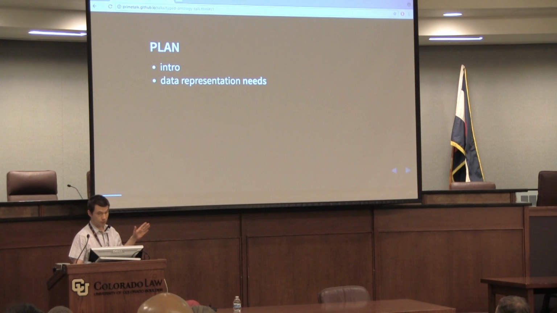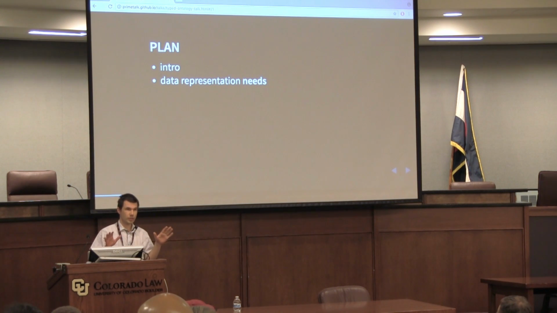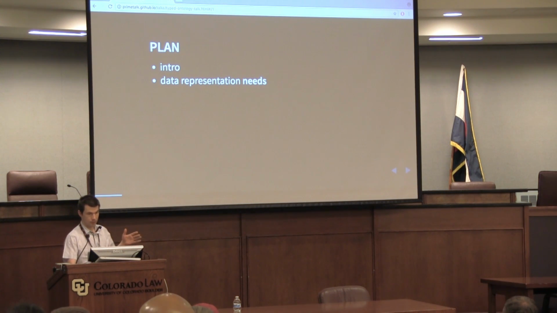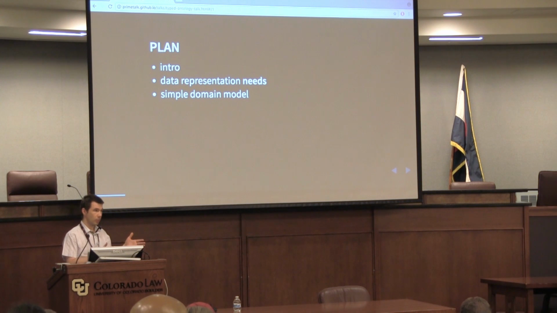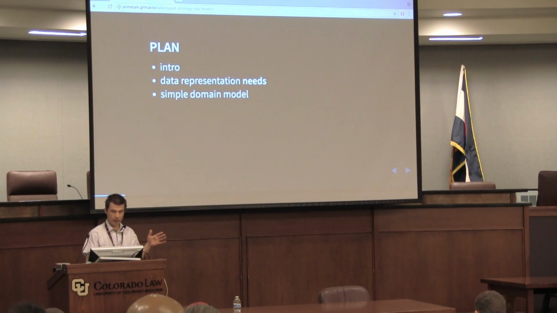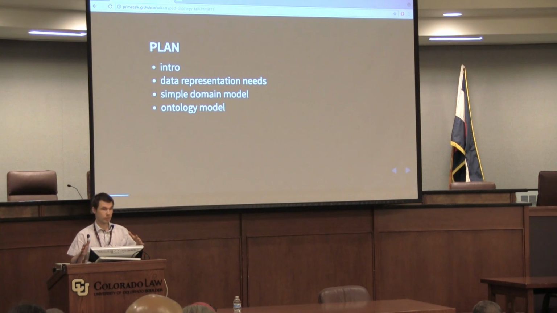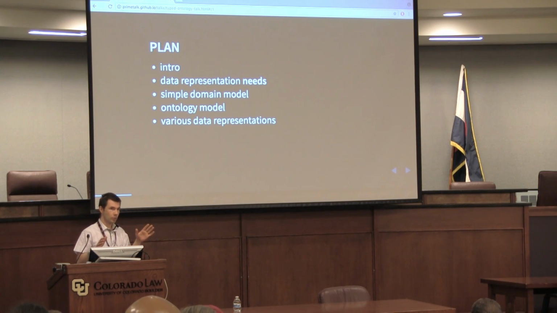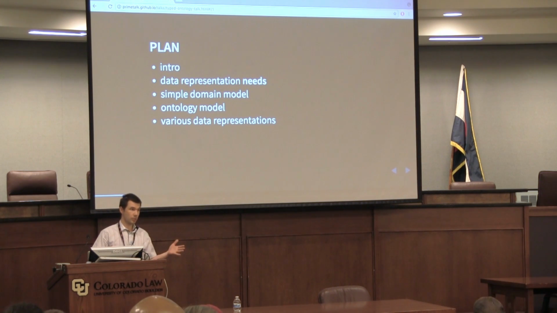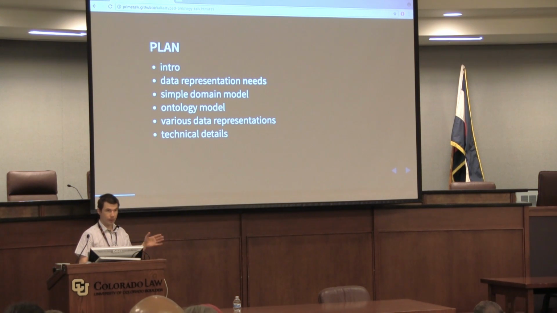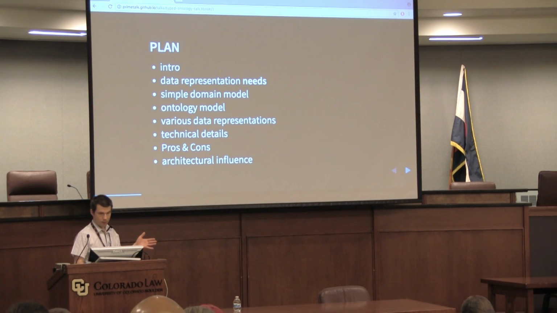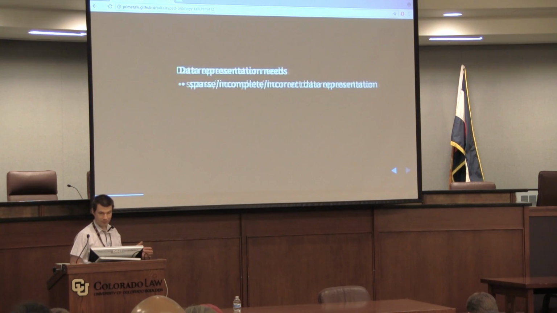After the short introduction, I will lay out some data representation needs that various application layers have. Then we have a simple domain model, a couple of case classes, and we transform it into an ontology that represents the same model. Then we will speak a bit about various data representations that are possible with this ontology model, touch on some technical details of how it is organized, compare it with case classes, and look at some architectural influence. So let's begin.